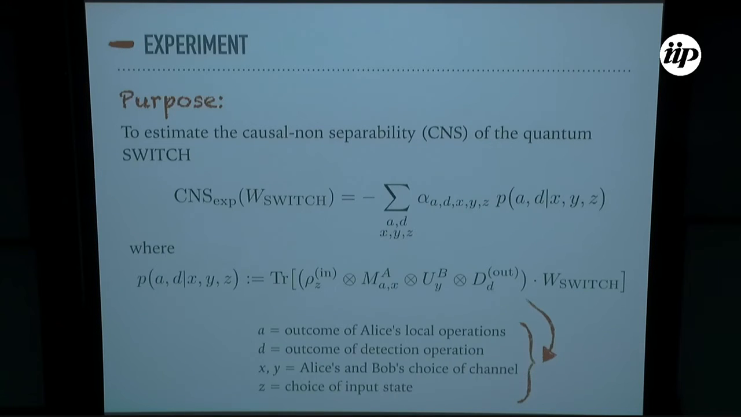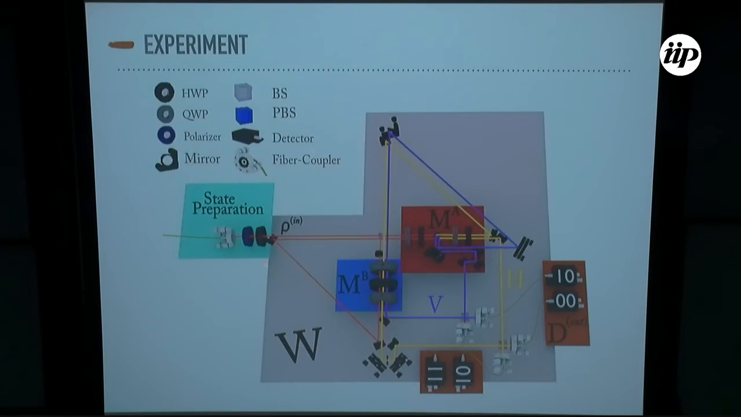So maybe I can go to the scheme and maybe it will be more clear. So this is the experimental scheme. There is a state preparation stage, just some waveplates and a polarizer and waveplates. And then the beam impinges on a first beam splitter, and then depending on whether it's transmitted or reflected, it will be subjected to the operation of Alice and then Bob, or Bob and then Alice. And then it will be interfered again in a second beam splitter at the end.